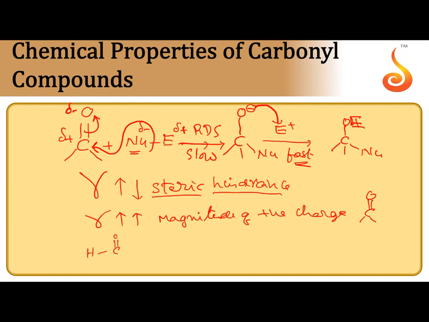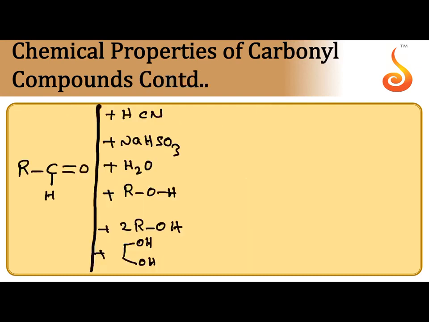So the order of reactivity: formaldehyde, acetaldehyde, acetone. As the steric hindrance increases, reactivity decreases. This is the reactivity order: formaldehyde is more reactive than acetaldehyde, then acetone. So the stability order is exactly opposite. Acetone is more stable when compared with acetaldehyde, which is more stable when compared with formaldehyde.